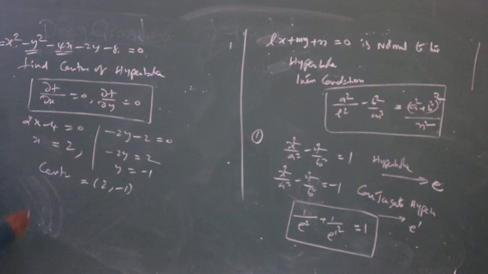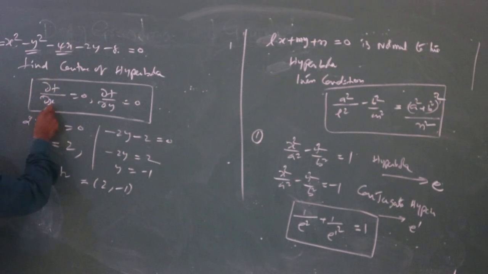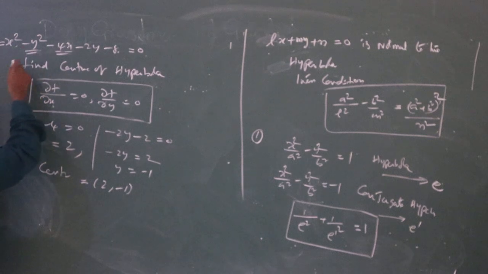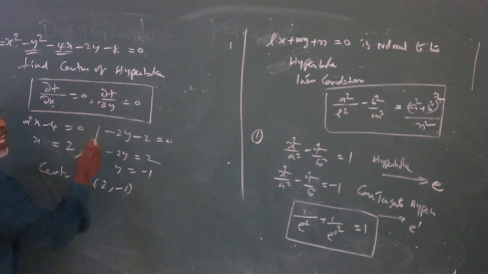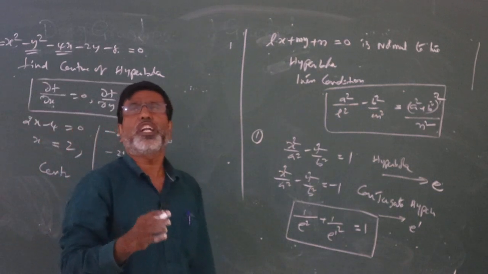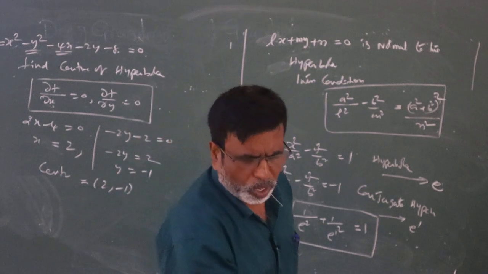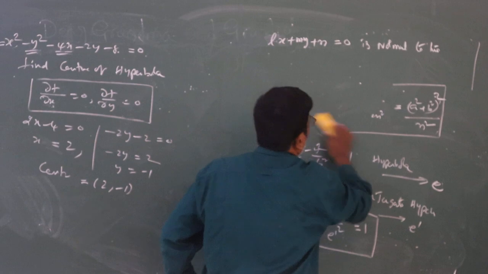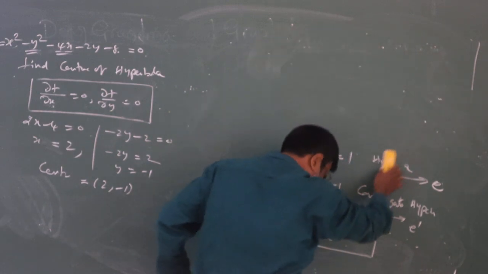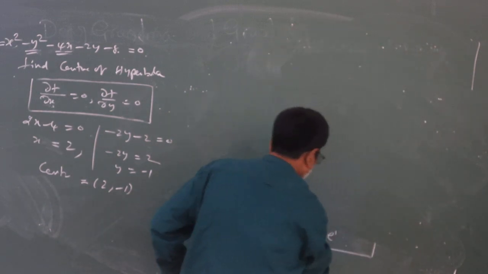Partial derivative means the derivative with respect to x, taking y as constant. ∂f/∂x equals 0, comma, ∂f/∂y equals 0. This is the shortcut for finding the center of the hyperbola. Now I will explain one more problem like this.